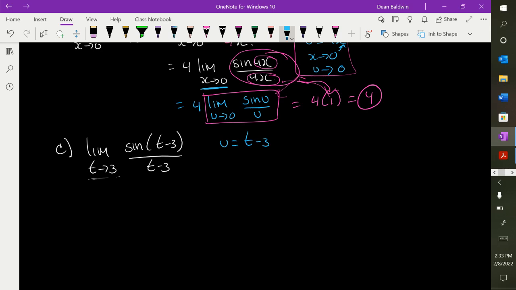U is going to be equal to the numerator, or what's in there. So that's going to sub both of those out. So if t is getting closer to 3, what is u getting closer to? It's going to be 0, right? Because if I put 3 in there, 3 minus 3 is 0. So now this limit becomes the limit as u goes to 0 of sine u over u. Well, that's our special identity, so we know the answer is 1.